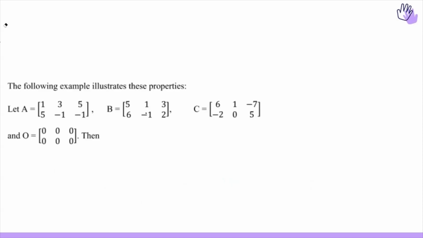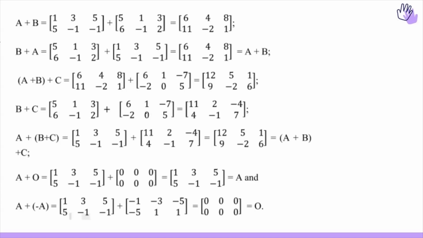So take the following example, right? Whatever properties we have discussed, we can apply on them. A equals 1, 3, 5, 5, minus 1, minus 1; B equals 5, 1, 3, 6, minus 1, 2; C equals 6, 1, minus 7, minus 2, 0, 5; and O, that is the null matrix, is all zeros. Then A plus B will be equal to 1 plus 5, that is 6, and 3 plus 1, 4, 5 plus 3, 8, 5 plus 6, 11, minus 1, minus 1, minus 2, minus 1 plus 2, minus 1, right? So it goes on like this.